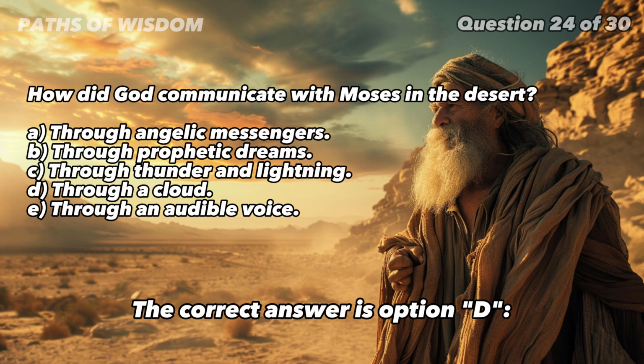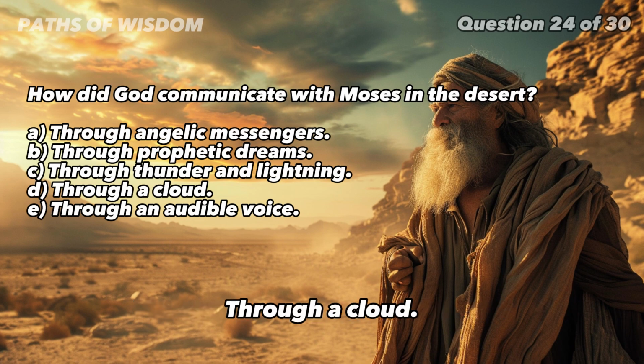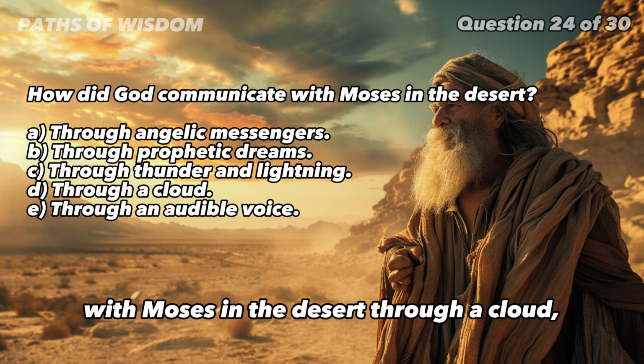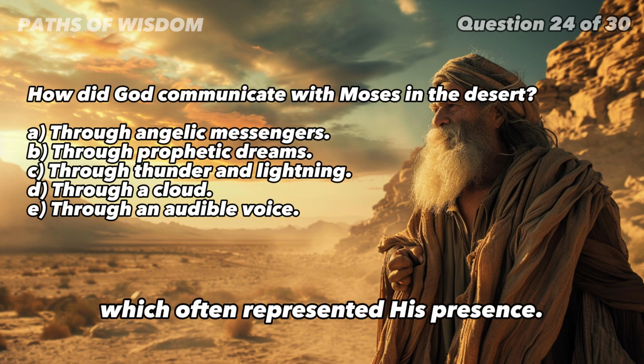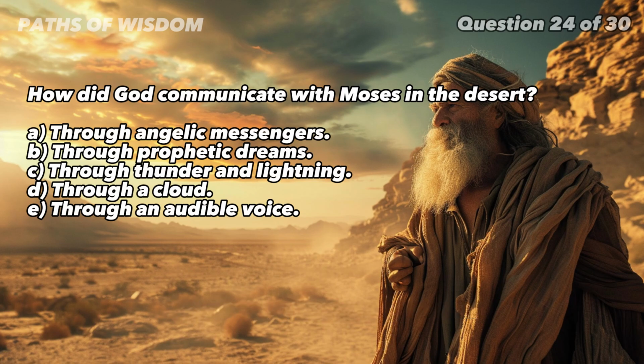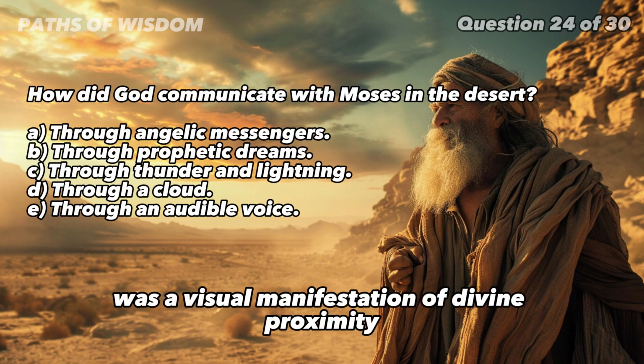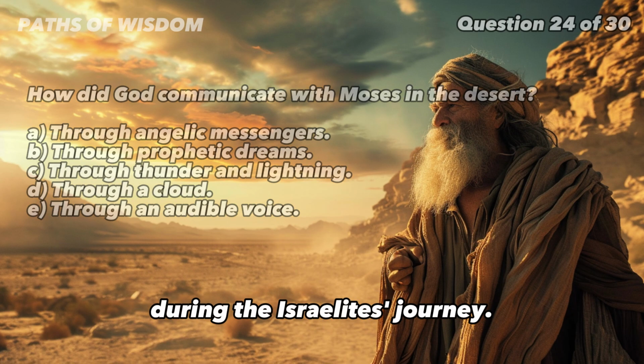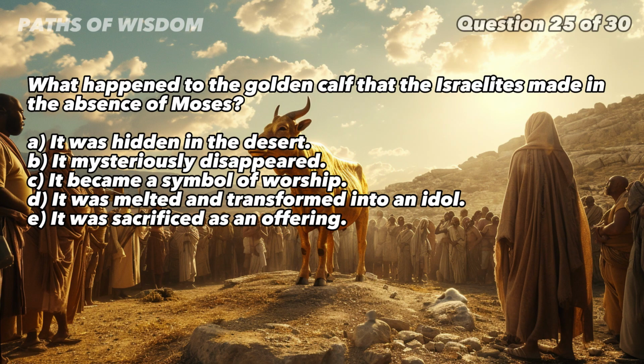The correct answer is option D, through a cloud. God communicated with Moses in the desert through a cloud, which often represented his presence. This form of communication was a visual manifestation of divine proximity during the Israelites' journey. Question 25. What happened to the golden calf that the Israelites made in the absence of Moses?